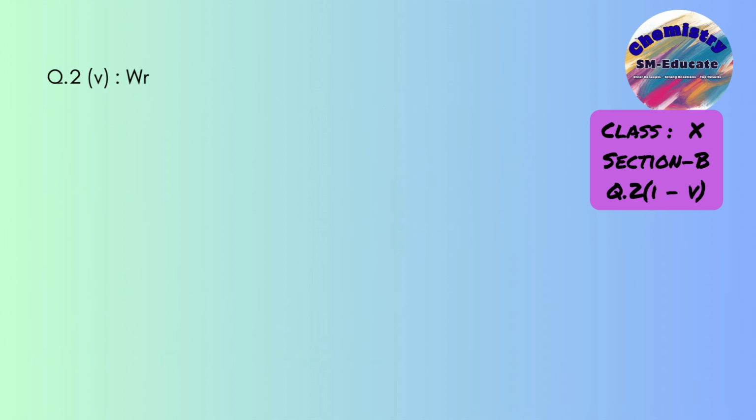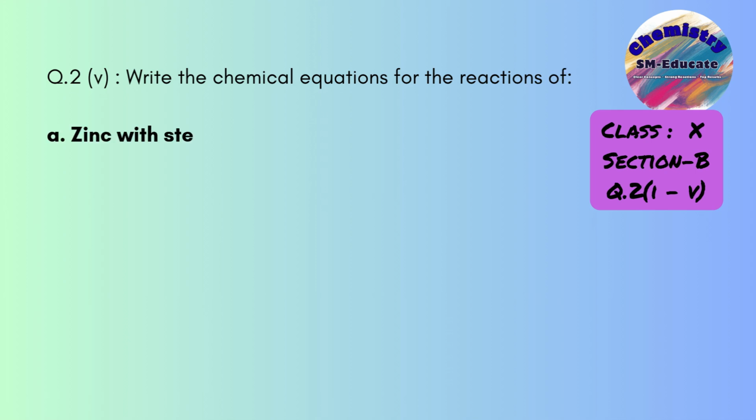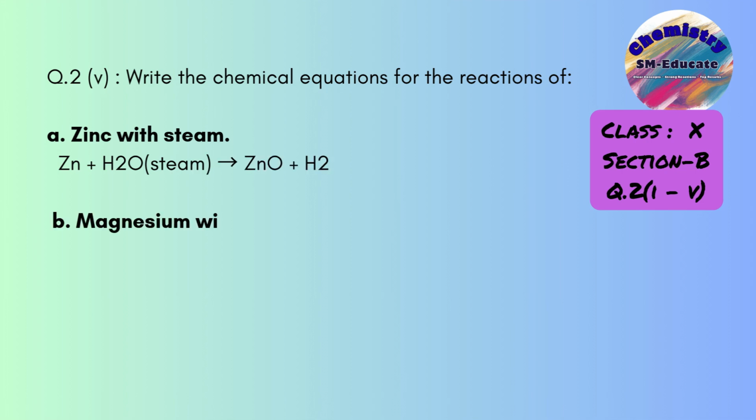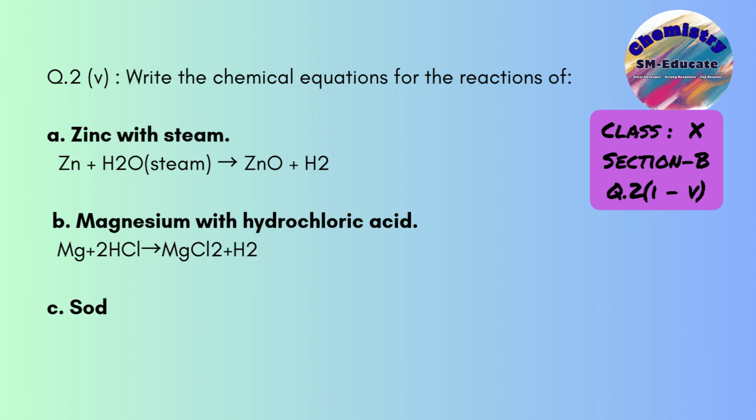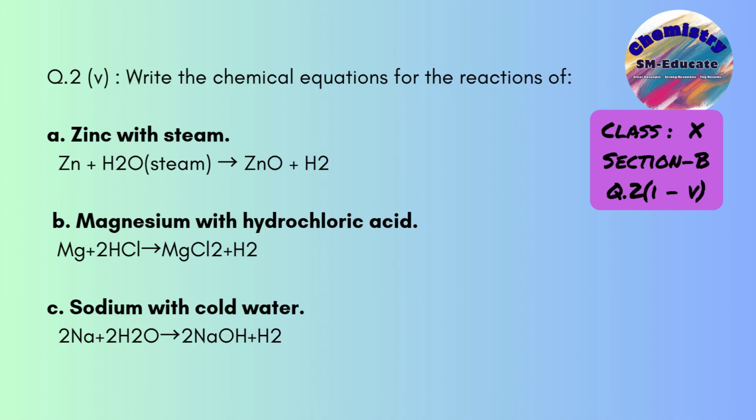Question 2. Part 5. Write the chemical equations for the reactions of A. Zinc with steam: Zn + H2O (steam) produces ZnO + H2. B. Magnesium with hydrochloric acid: Mg + 2HCl produces MgCl2 + H2. C. Sodium with cold water: 2Na + 2H2O produces 2NaOH + H2.